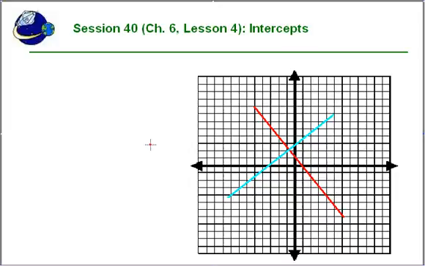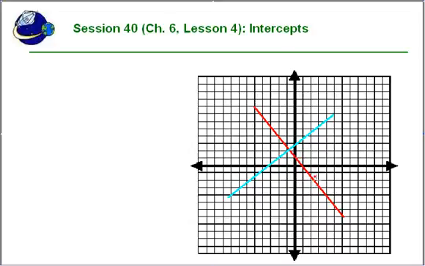In session 40 here, we're going to be addressing intercepts. If you take a look at the word intercept, you can see that it's very similar to intersection, and that's what an intercept describes. It describes the point on either the x-axis or the y-axis where a line intersects the axis itself. So a y-intercept would be the place at which the line intercepts the y-axis, and your x-intercept would be the point at which it intersects the x-axis.